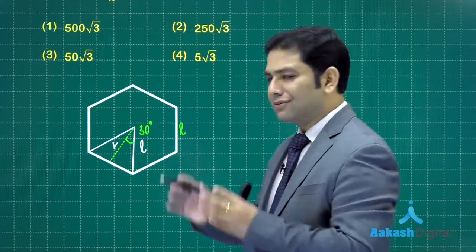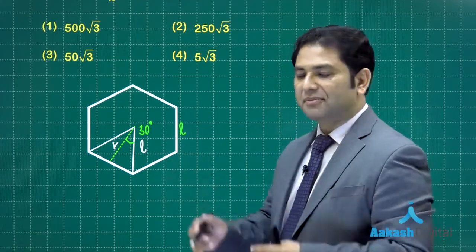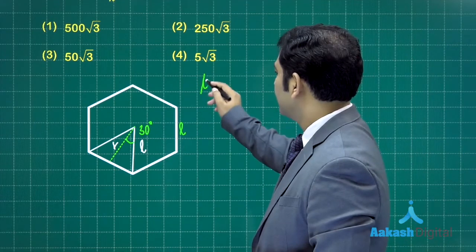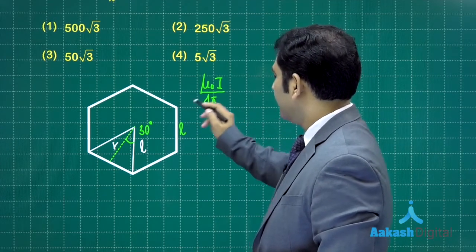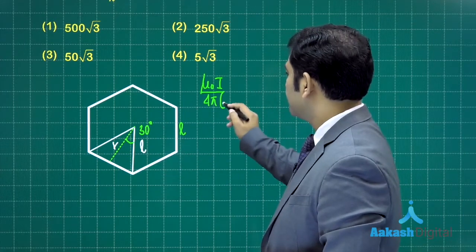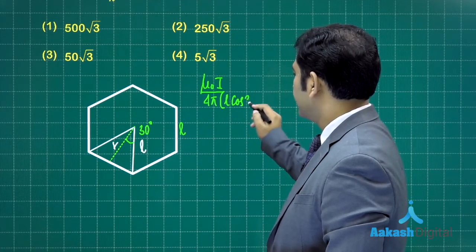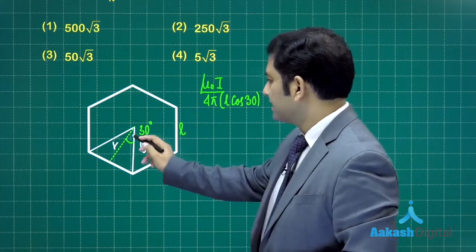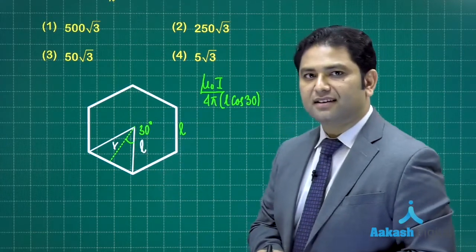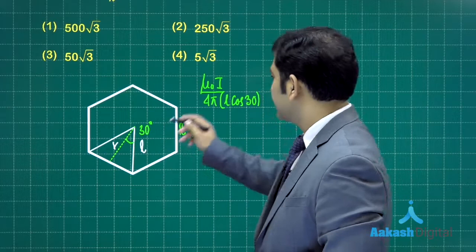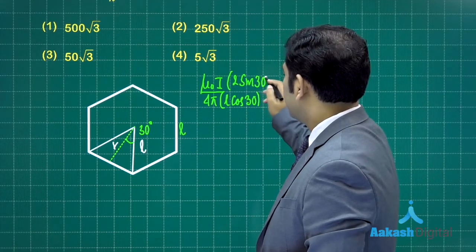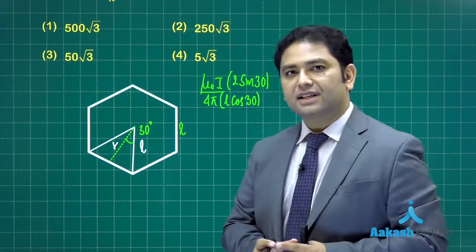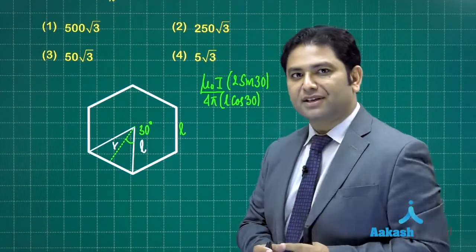First of all, I'll calculate the field due to one segment. So how much is that going to be? Mu naught I by 4 pi R, and R is going to be L cos 30, multiplied by sine alpha plus sine beta. So alpha is this, beta is this, so that will be 2 sine of 30. Now just be careful. This is the magnetic field due to one segment.